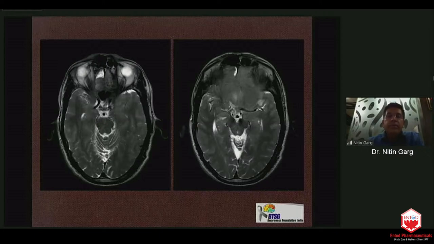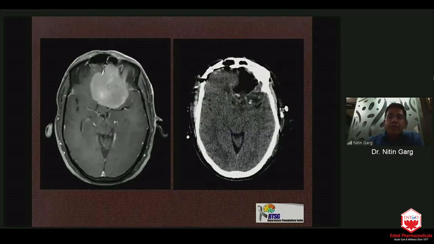So he came to us, and by the time he came to OPD, he had impaired vision, but as happens, they delayed surgery, and then he came blind in both eyes with a significant drowsy state, and we had to operate on him in emergency. Unfortunately, his vision has not recovered. So this is a post-op scan.